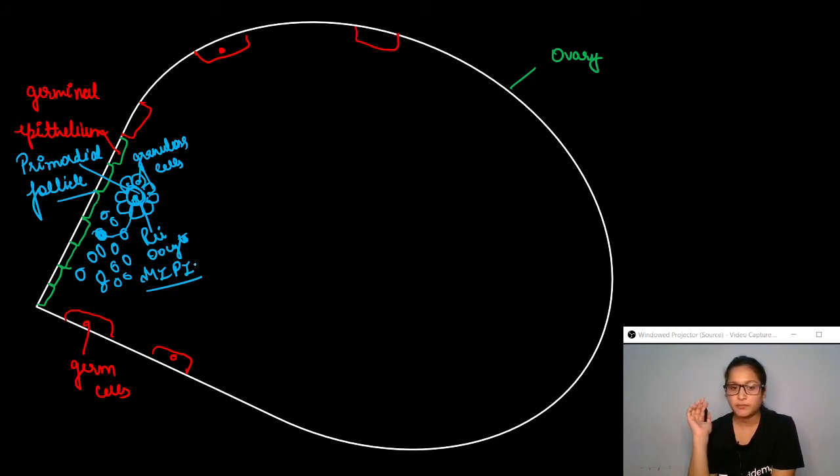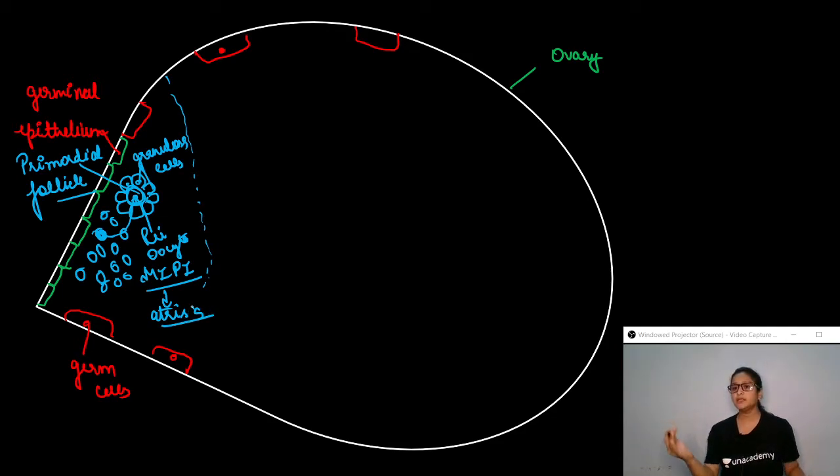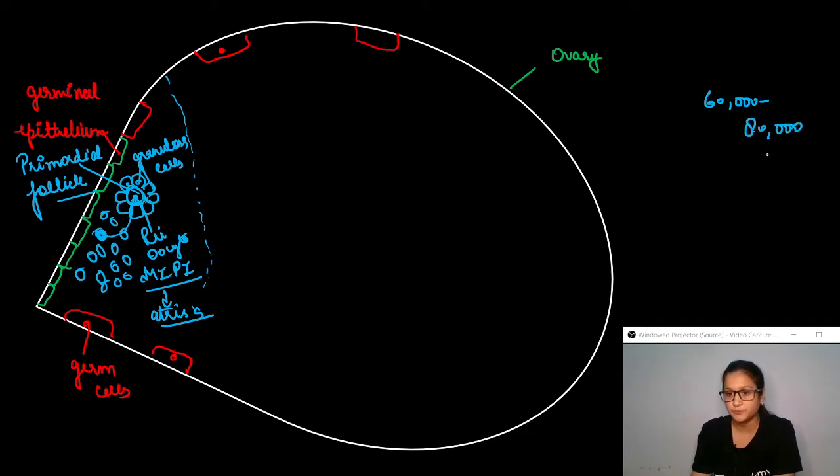Now the child gets born. Till here, this is what happens in the ovary of the fetus. Many primordial follicles, millions of follicles, are formed at the fetus stage, but many of them degenerate. We call it atresia. By the time the girl attains puberty, only 60,000 to 80,000 are left in each ovary, because many follicles undergo atresia.